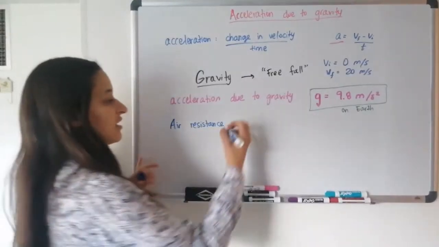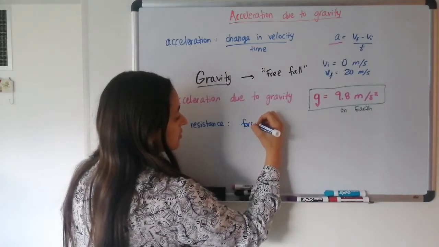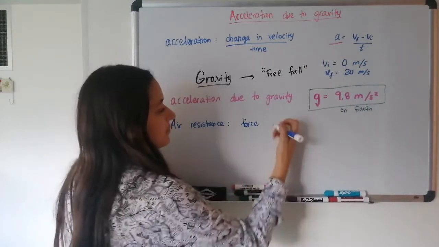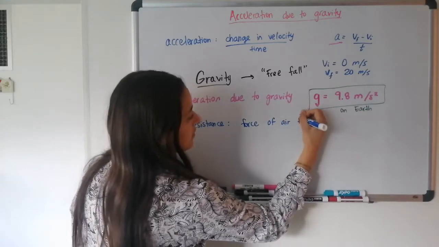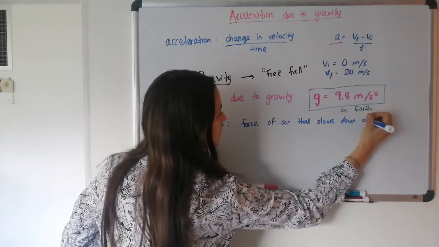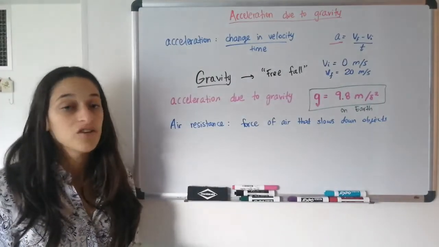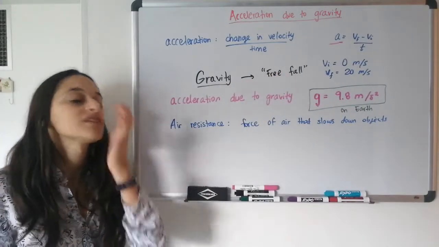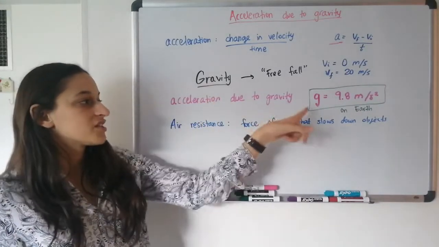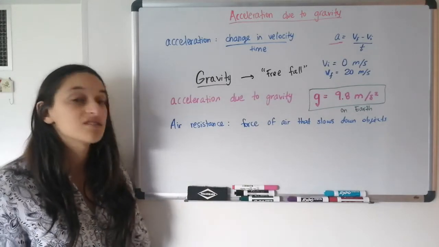Air resistance is the force that air makes that stops objects from going as quickly as they could. The force of air that slows down objects. Here on Earth, it's really not common at all that an object is in free fall, because every single object that is falling on Earth is feeling some air resistance. So they're not going to be falling with an acceleration of 9.8 meters per second squared, but a little less that depends on how much air resistance affects it.